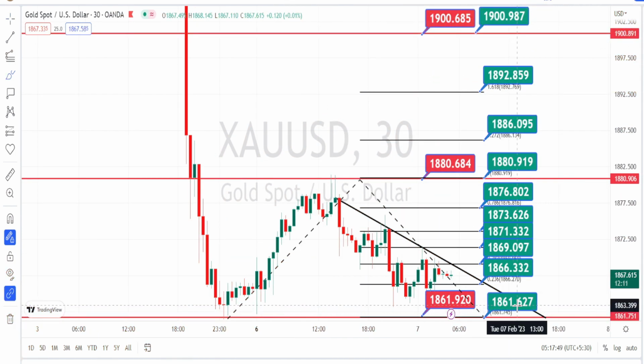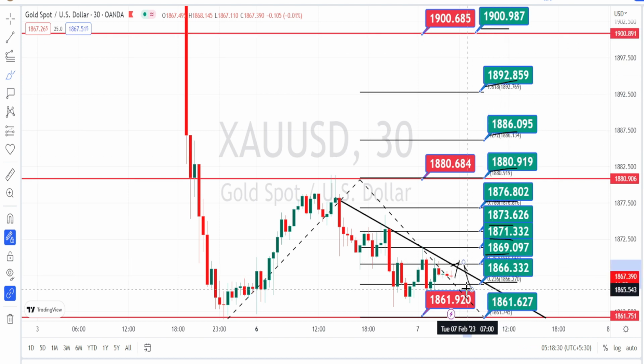So the values within this green color boxes are the resistance and support levels for current price action in 30 minutes time frame. Currently the price action is trading between the support level of 1866 and resistance level of 1869. Once this resistance level of 1869 is broken, next level of resistance is going to be around 1871, 1873, 1876, 1880, 1886, 1892 and 1900. And on the bearish side, if the price action breaks the support level of 1866, next level of support is going to be around 1861.